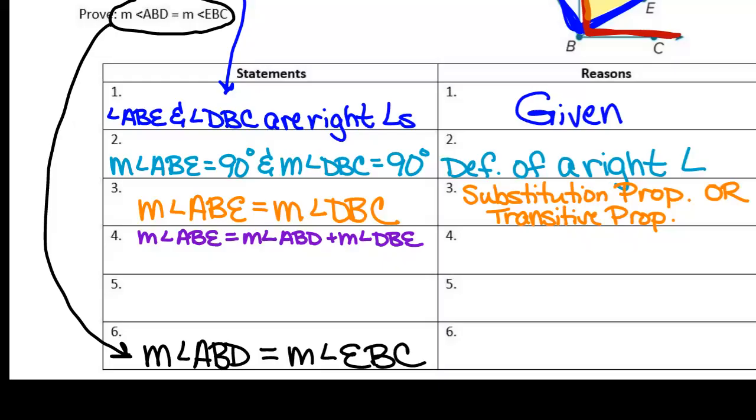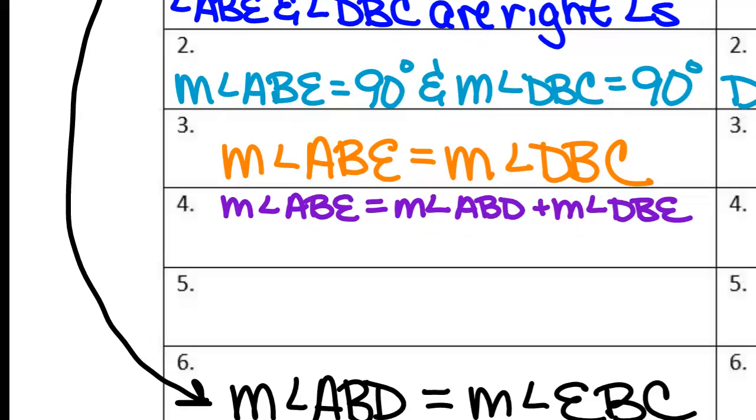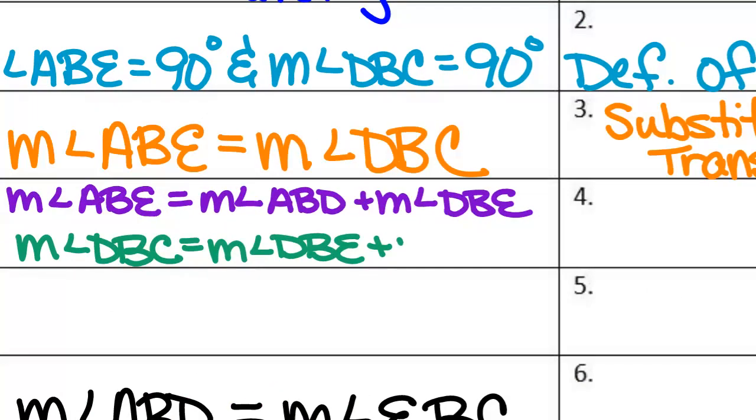Can I make a similar statement about angle DBC? DBC is the one in red here. What are the two smaller angles that make up DBC? DBE and EBC, yes. The measure of angle DBC is equal to the measure of angle DBE plus the measure of angle EBC.